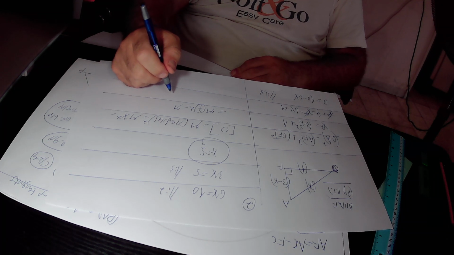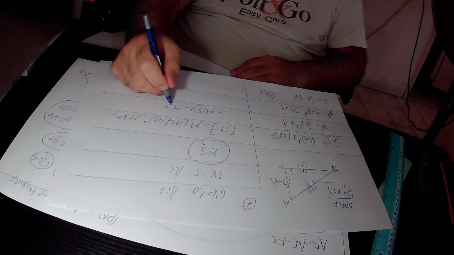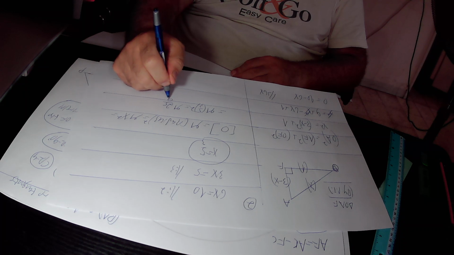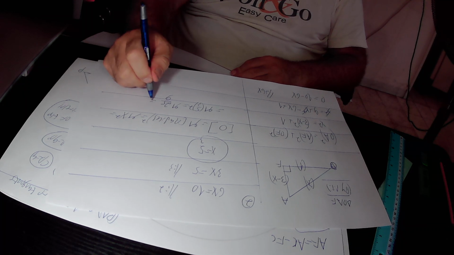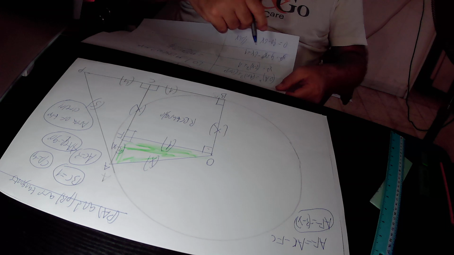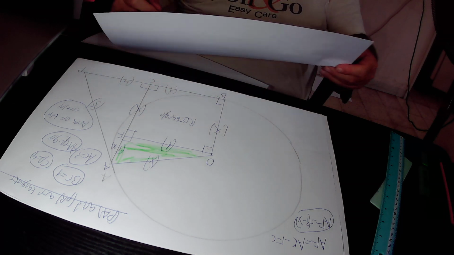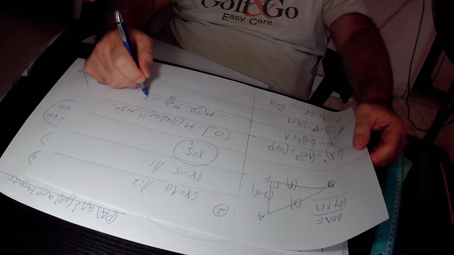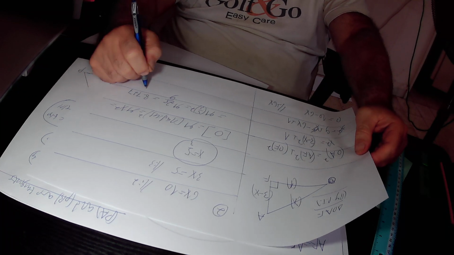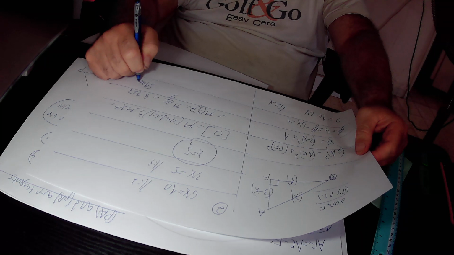5 over 3 squared equals 5 squared, that is 25, over 3 squared, that is 9. So in total, the area of this circle equals either 25 pi over 9 square units, or in terms of numbers, 8.727 square units.